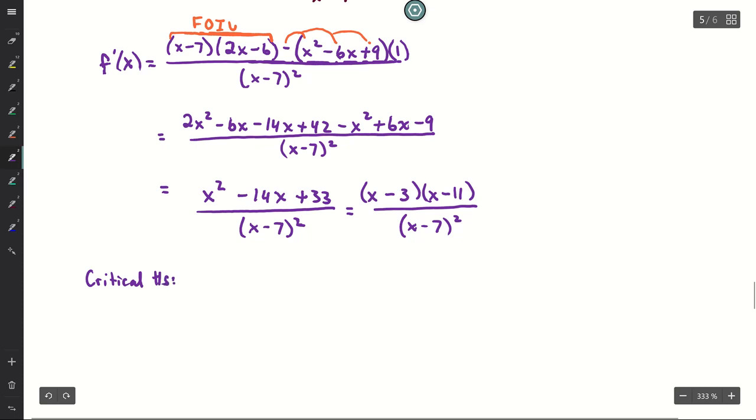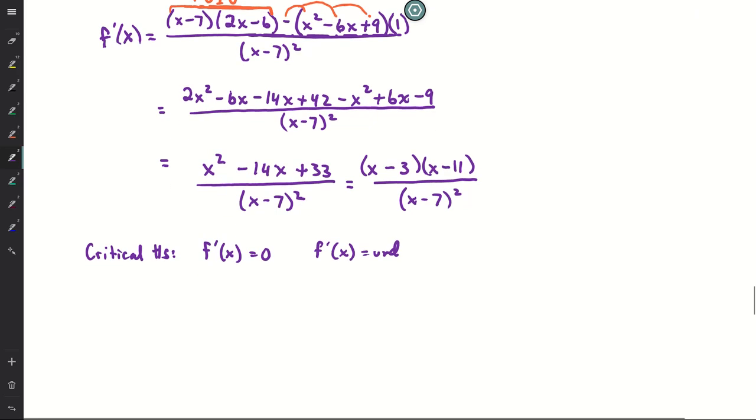All right, so on here for the critical numbers, we're wanting to know where the derivative is 0 or where the derivative is undefined. I'm going to make this short and sweet. The derivative would be 0 where the top is 0. It looks like on this one, the top would be 0 at either x is 3 or x is 11. The derivative would be undefined where the bottom is 0. That would happen when x is 7.